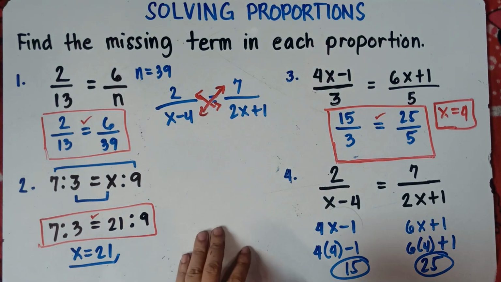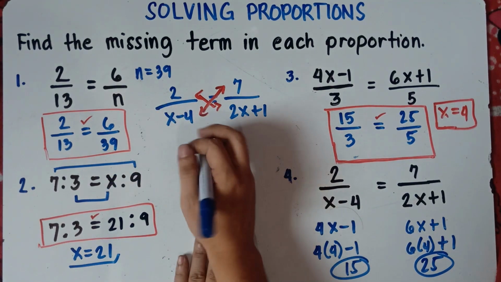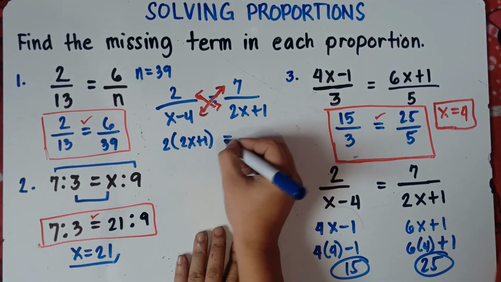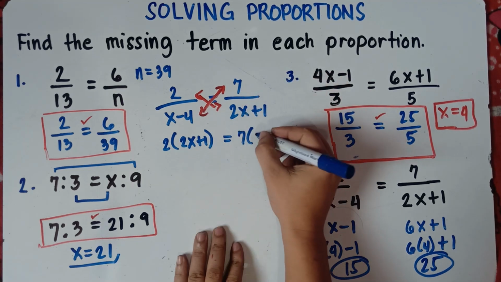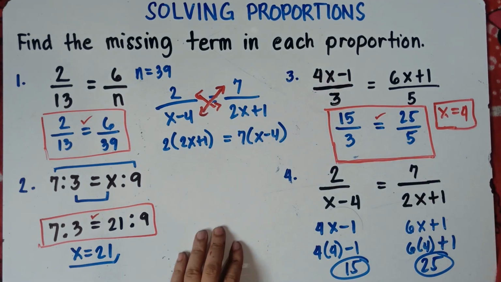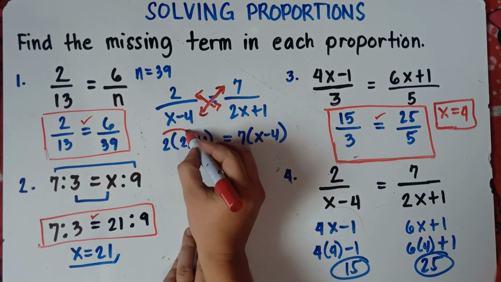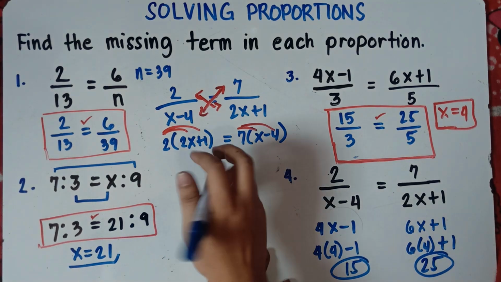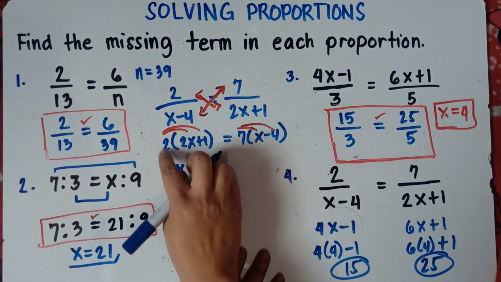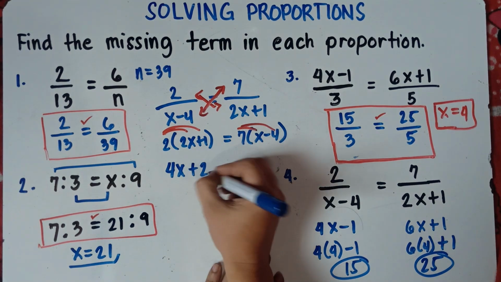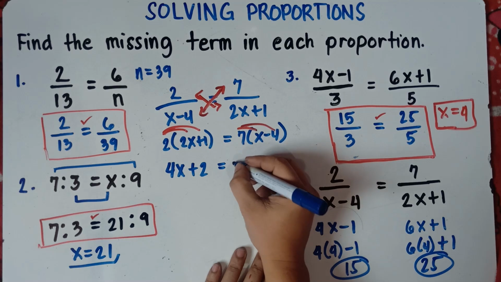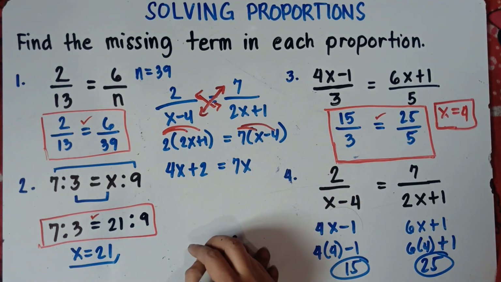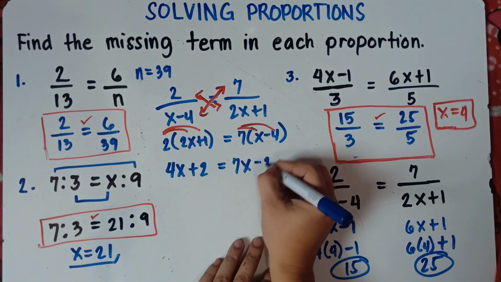So this will be, I will just write 2 first because this is binomial. So this will be 2 times 2x plus 1 equals 7 times x minus 4. Then we distribute. Okay, distribute this one, distribute this one. So 2 times 2x, that is 4x. 2 times 1, that's positive 2. Equals 7 times x, that is 7x. 7 times negative 4, what's the answer? That's correct, that's negative 28.